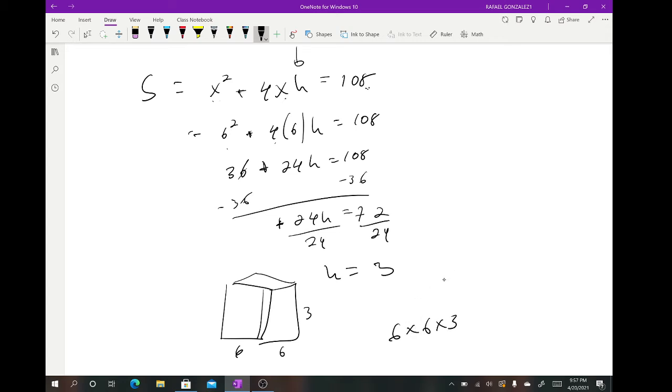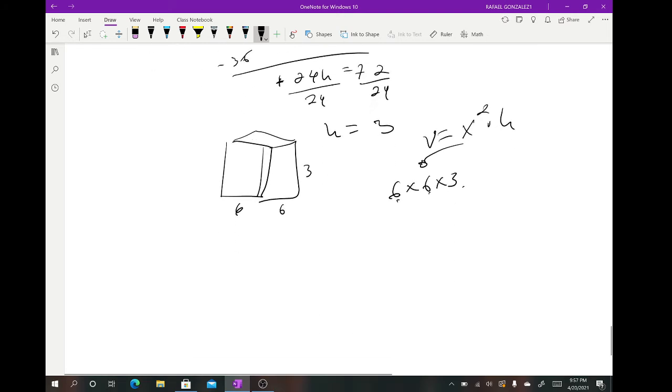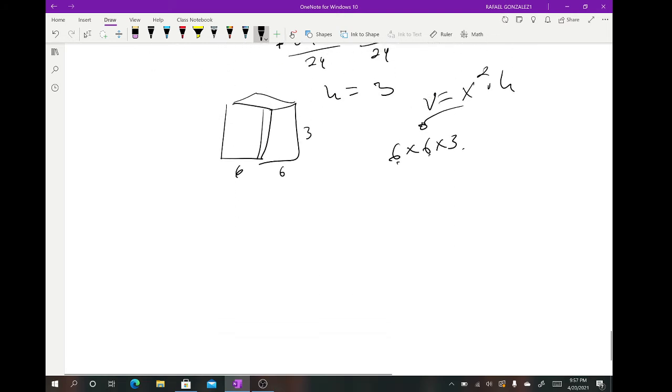Because x is equal to 6 and we have two of them. We have x squared times h. That's the volume. So that equates to 6 times 6 times 3. So this is how you go about solving these optimization problems. Now, there are actually an infinite number of ways to approach the problem. This is the best way to do it, though.